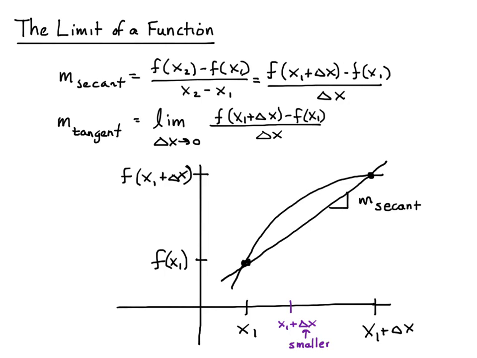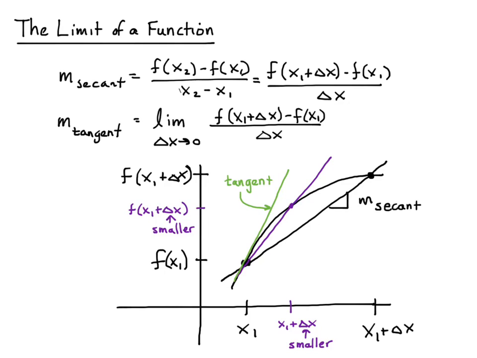So let's say if my delta x is smaller, what I get then is this point, and you can see my secant line now is steeper, but it's also closer to what you would expect to be the slope of the line right at that particular point. And so as delta x goes to 0, what we have is this tangent.